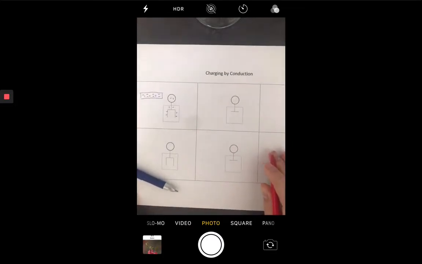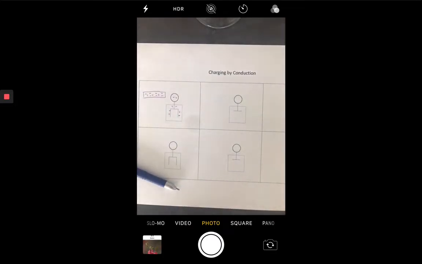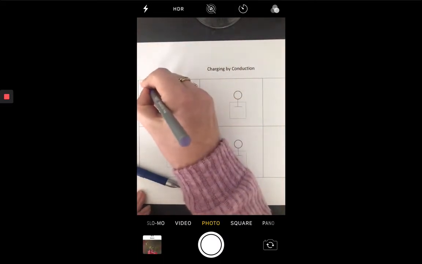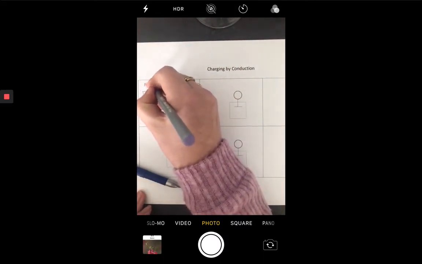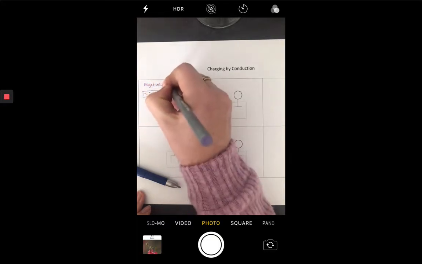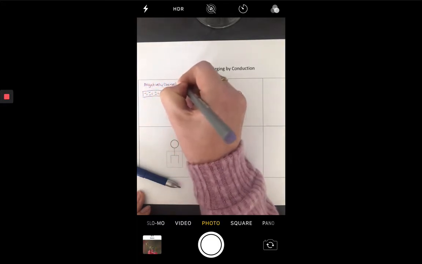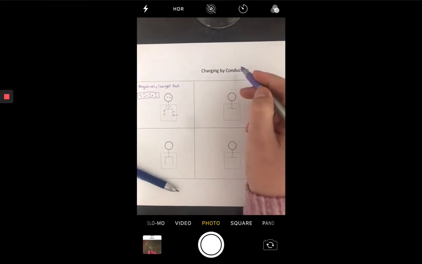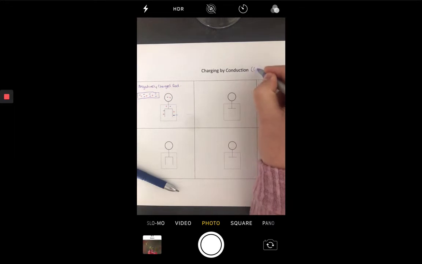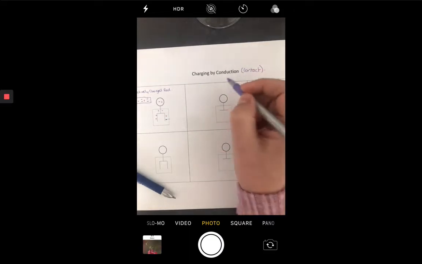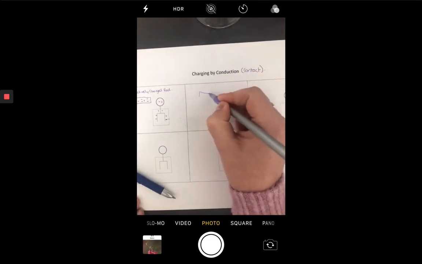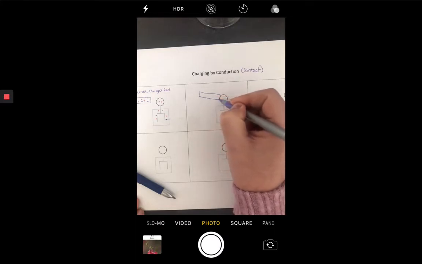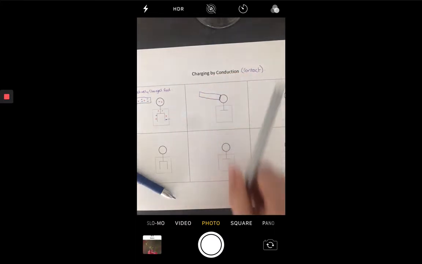Alright, so now what we're going to do is we are going to bring our negatively charged rod, so I'm just going to write that in there. So what we're going to do is bring our negatively charged rod to touch our electroscope because we're charging by conduction, or also known as contact. So we have to make sure that our rod is in contact with our electroscope. So there it is.